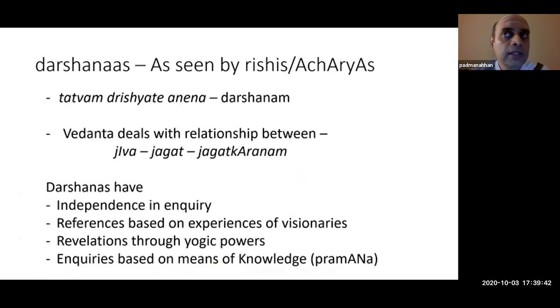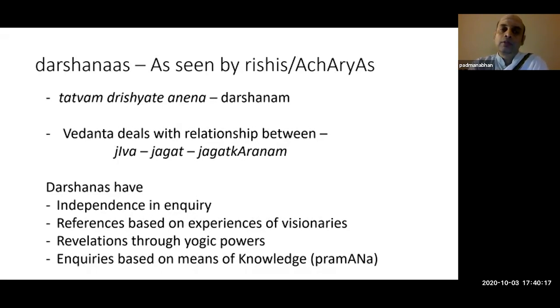So darshanas basically tell us how the inquiry has been performed. These darshanas are as seen by rishis. Tattvam drishyate anena iti darshanam. This is the definition of darshana. So what is tattvam? Tattvam is a philosophy, the philosophy as seen by the acharyas, as seen by the rishis. And that philosophy is what we call darshanam.